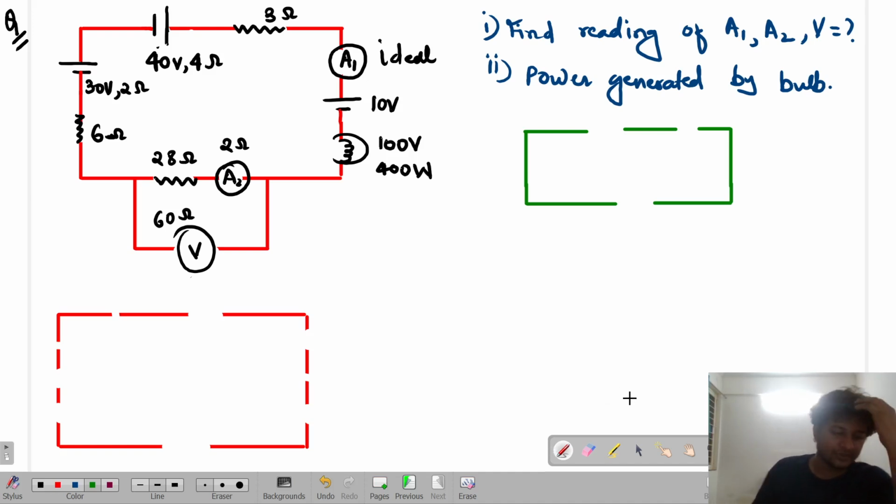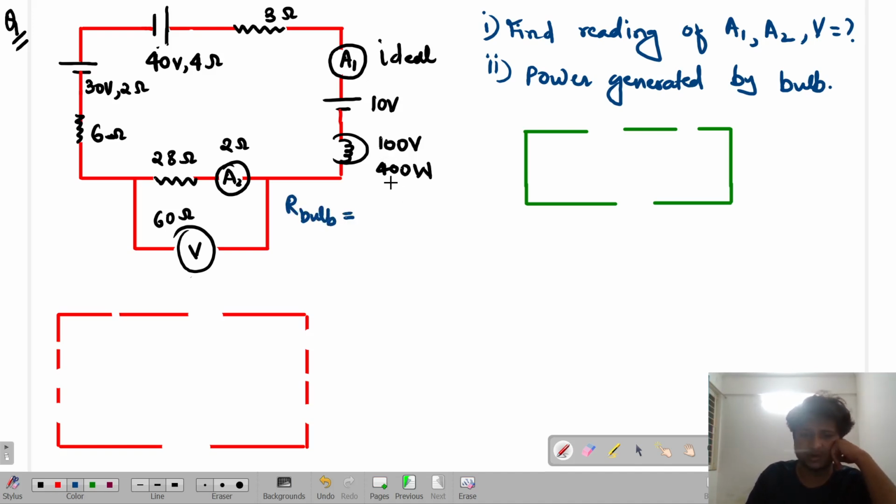Okay. I'll tell you step by step how to do this. The first task is, if I want to find A1, A2 and V, that means I have to find the current in this loop and the current in this loop. To find the current, I should first find the resistance of the bulb, isn't it? R of bulb क्या आ जाएगा?